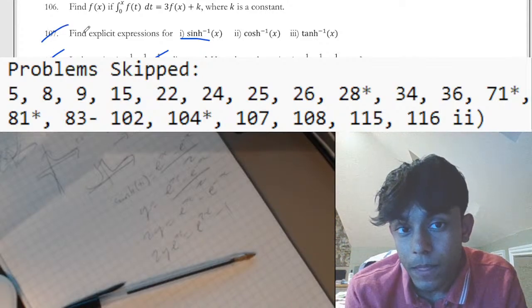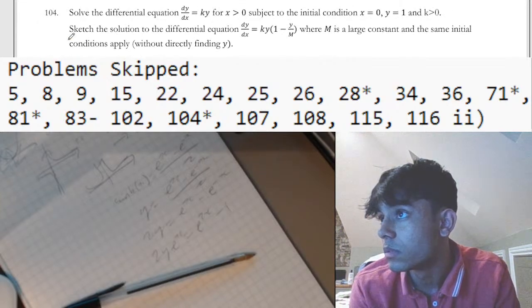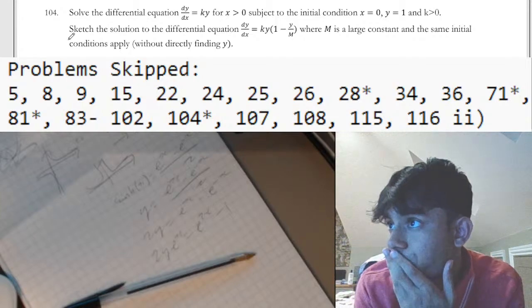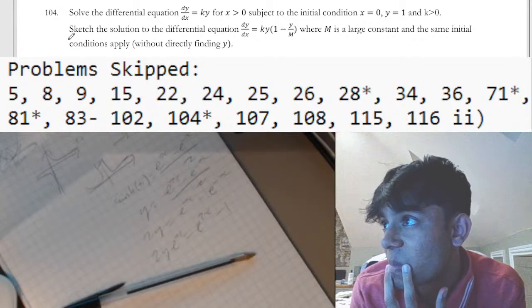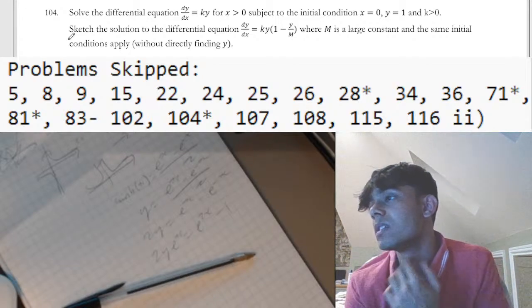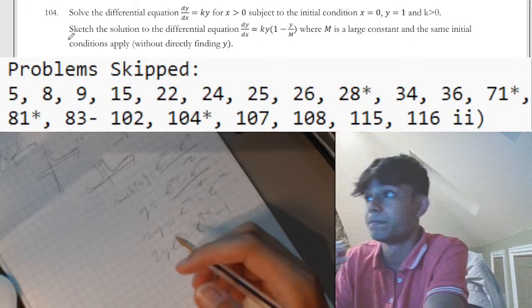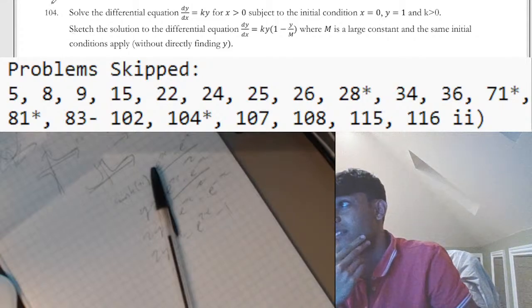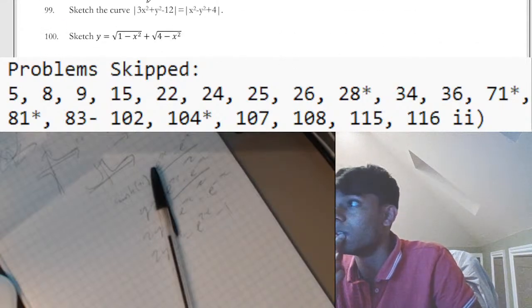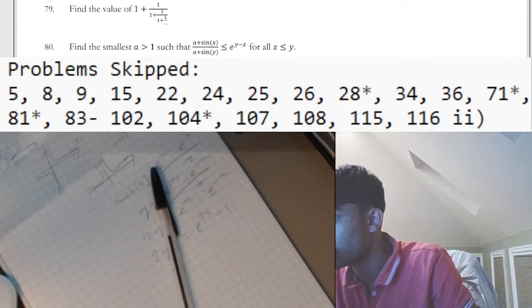Okay, 104. Okay, yeah. Sketch the solution to this differential equation. I think we'll come back to this one. This is looking quite difficult. I think this is all the sketches. Let's do this at the end.